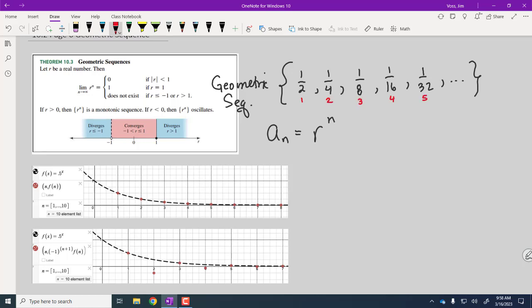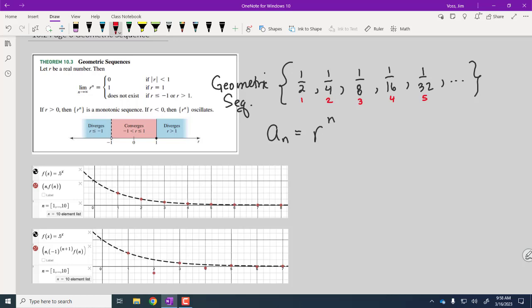Those are the n values. So a sub n is r to the n. It's 1/2 to the 1, 1/2 to the 2, 1/2 to the 3, 1/2 to the 4. All right. And we already know that if we take a number that's less than 1 and we do repeated multiplication, it's going to go to 0. 1/2 times 1/2 is a fourth. Fourth times a half is an eighth. Those are going to 0. So we know that we are going to have convergence when we have an r value less than 1. The limit is going to be 0.